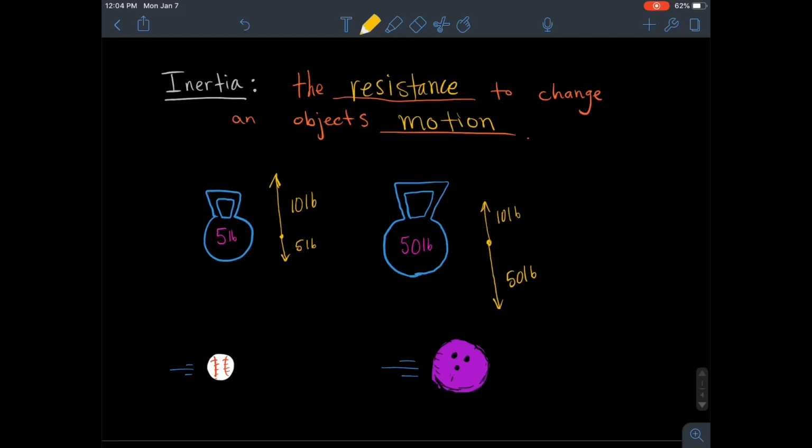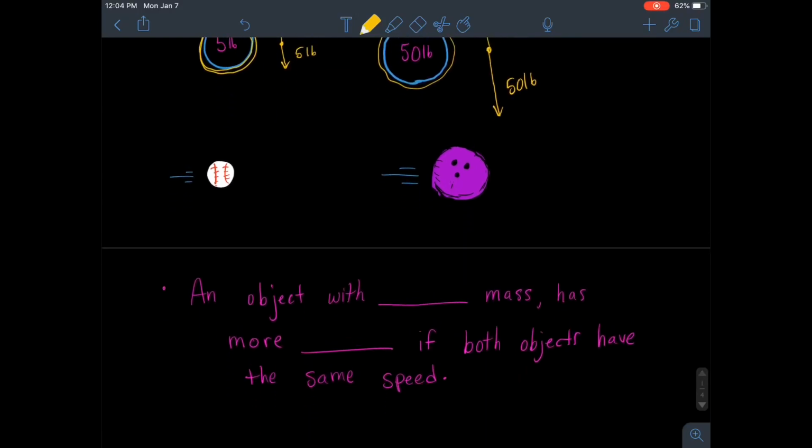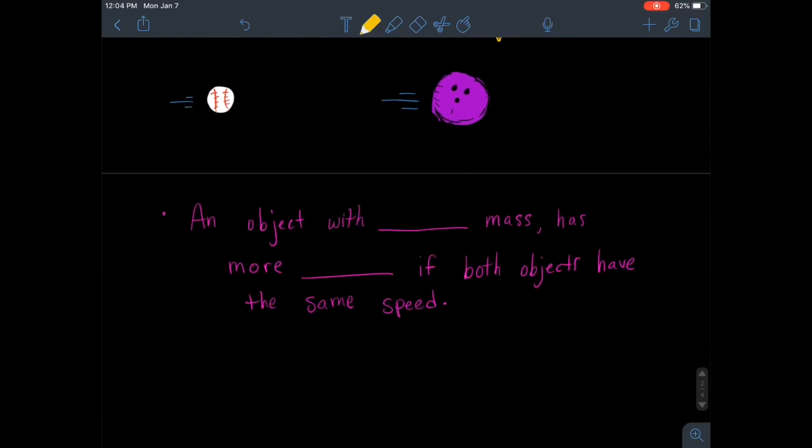The reason that we didn't pick up the second kettlebell here, a lot of times we say it's too heavy, but really we just were not able to overcome the inertia of the object. It has a big resistance to change its motion. It doesn't want to change its motion because it's what we would call heavy. This one that's lighter actually has less inertia, has less of a resistance to change its motion. So let's take a look down here at a baseball and a bowling ball.